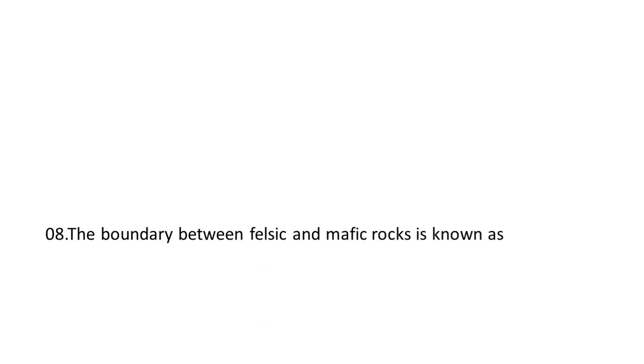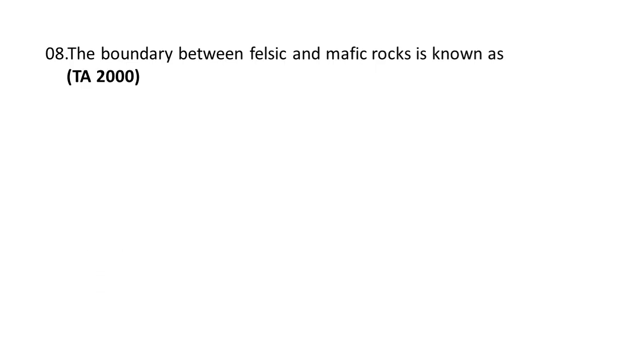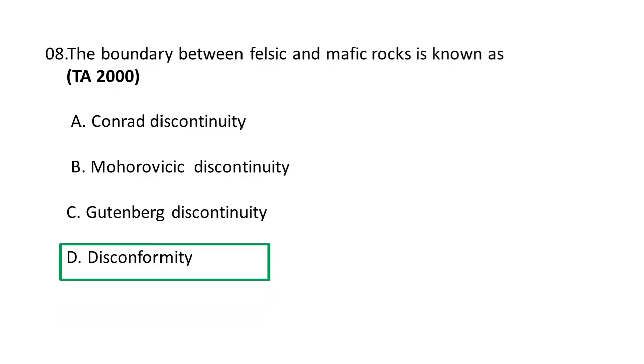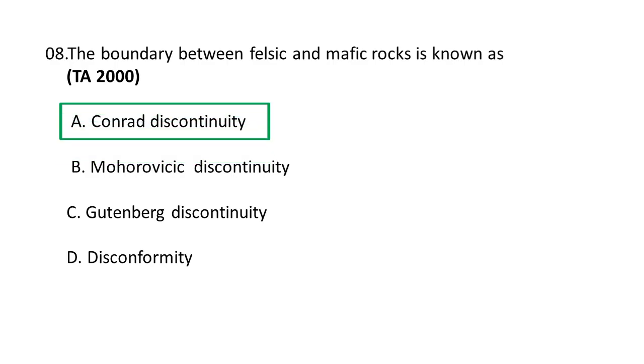Next question. The boundary between felsic and mafic rocks is known as A. Conrad discontinuity, B. Mohorovičić discontinuity, C. Gutenberg discontinuity, and D. disconformity. The boundary between felsic and mafic rocks is known as the Conrad discontinuity. The Conrad discontinuity is a subhorizontal boundary in the continental crust where the velocity of the seismic waves increases in a discontinuous manner, and it is named after seismologist Victor Conrad.